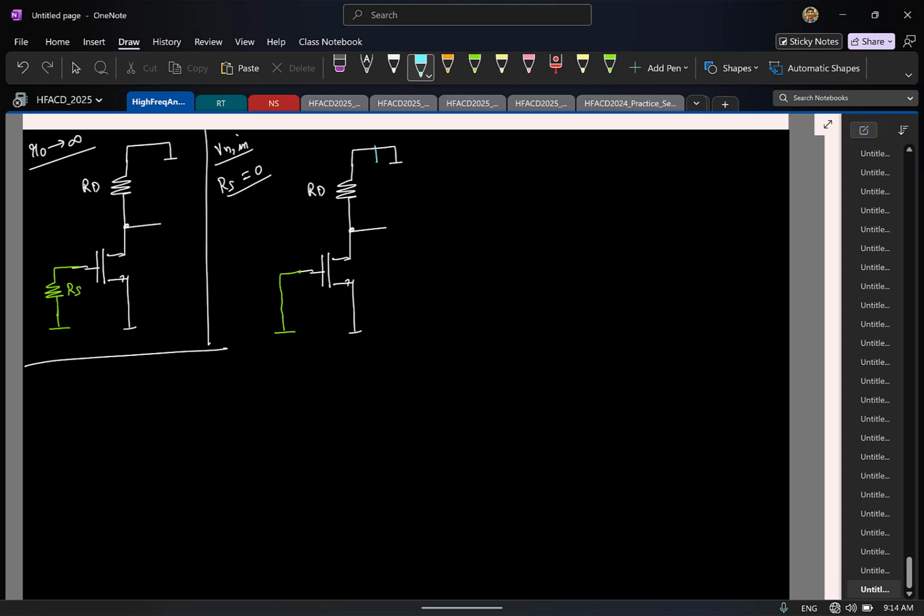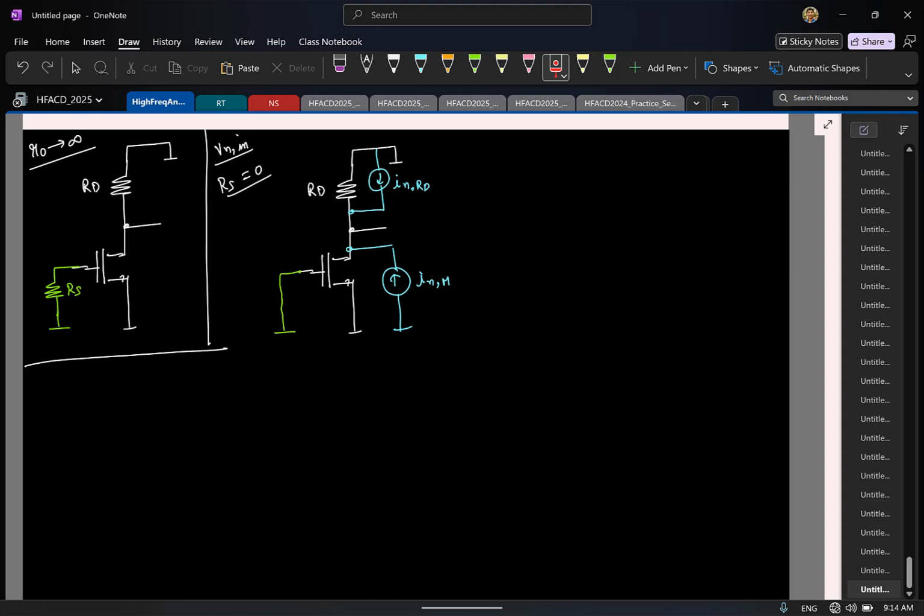So let's say I model both their noises using a parallel current source. Let me call it INRD. Let me call this INM. Again, please remember the sign of the current source does not matter, but if you assume something, you stick to it throughout the calculation. That's all.